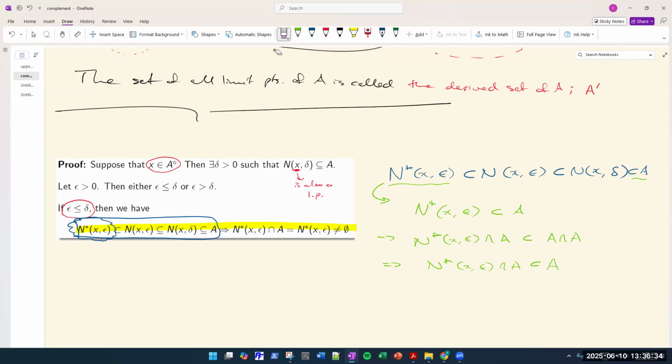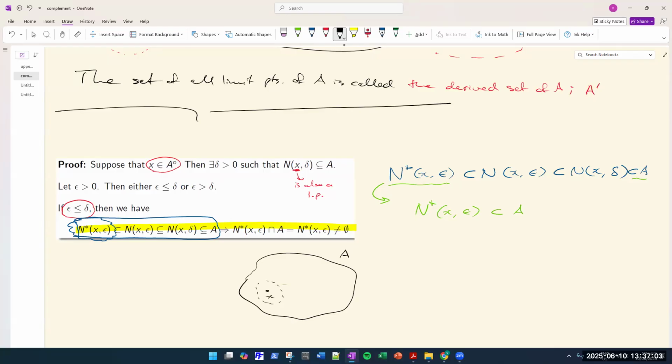Okay, all right, sorry about that. It's actually easier than that. All they're saying now is that this neighborhood is inside of A. So let's draw a picture of this. This here is A, and here is X. Here's epsilon. So this thing is the deleted neighborhood, centered X of radius epsilon. All they're saying is that this deleted neighborhood is inside of A.